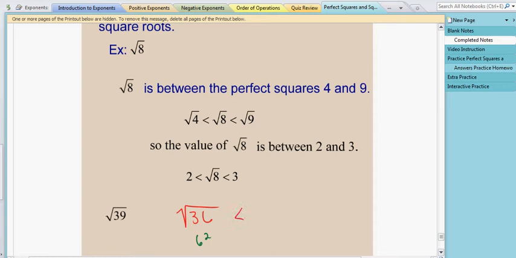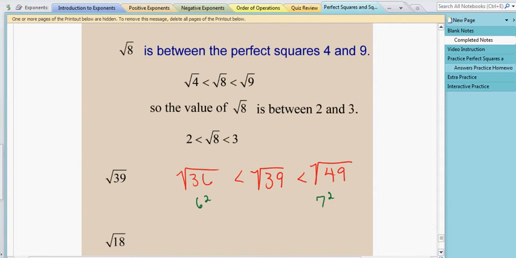So we know that the square root of 39 is bigger than the square root of 36. So if 6 squared is our smaller value, then we'll have to go with 7 squared for our next value. And what does 7 squared equal? It equals 49. Which one is 39 closer to, 36 or 49? 39 is closer to 36 than to 49.